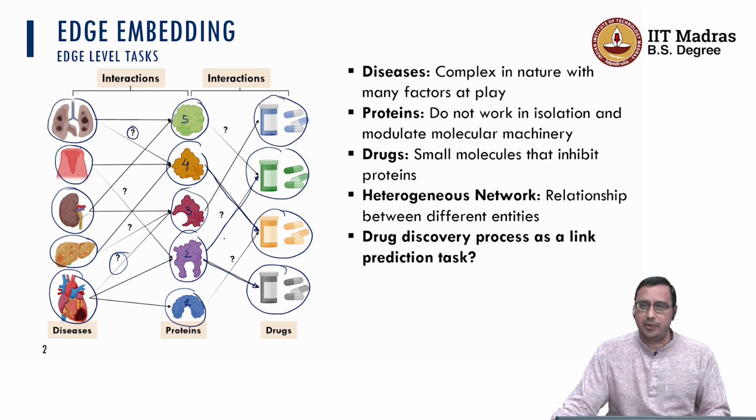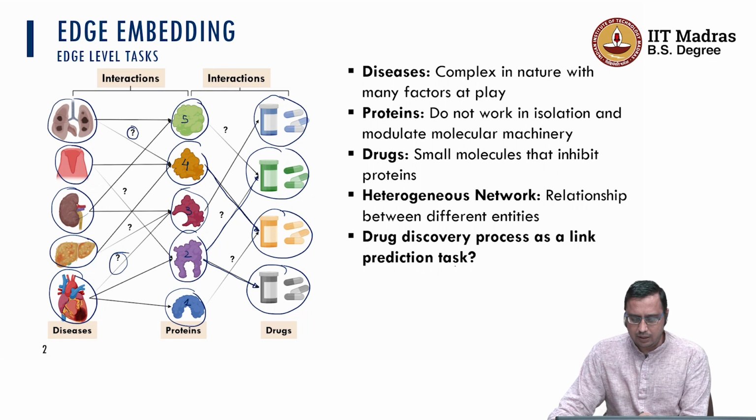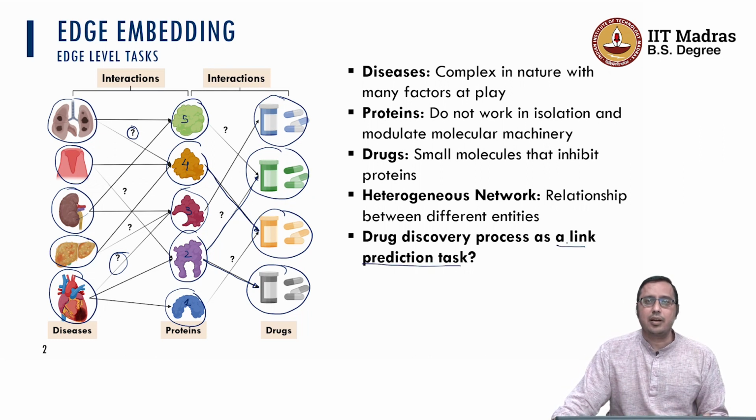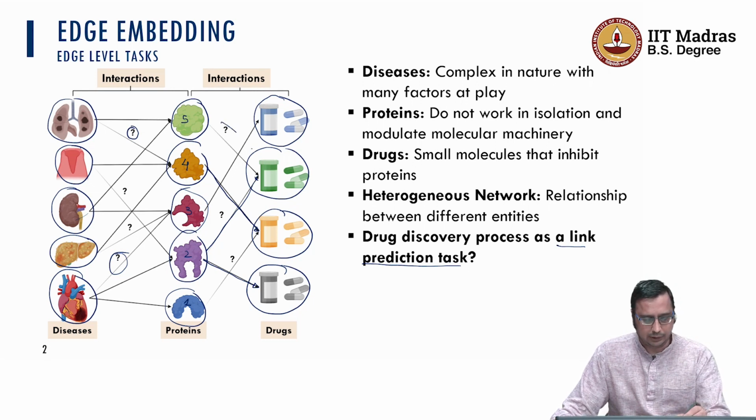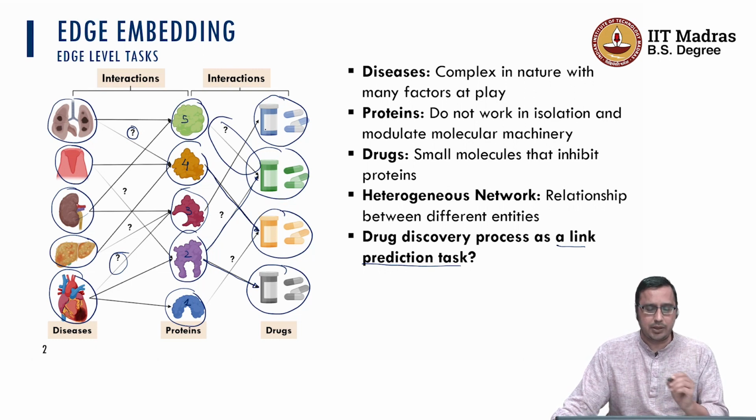protein interaction databases. So here the link prediction target is nothing but an edge level task where we are trying to predict: is there any link between two nodes or not? This is what I am trying to see. The question mark indicates: is there any link between this protein and this drug?